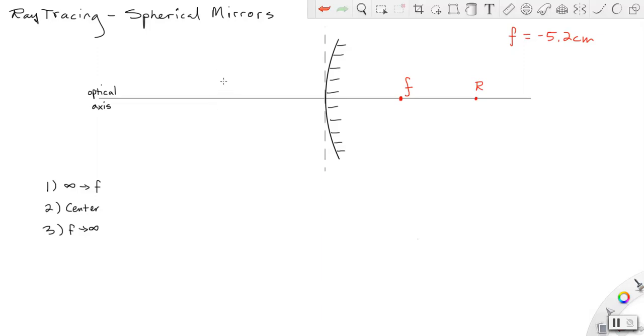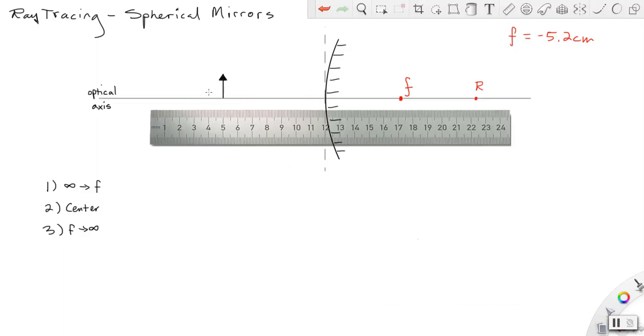Now let's place an object. We can put an object anywhere we like. Let's go ahead and make it 7 centimeters on the left of the mirror. Now I'll put this at the 5 centimeter mark, even though I said it's 7 centimeters away, so keep in mind that 12 centimeters is our basis, so the 5 centimeter mark here is 7 centimeters away from the optical plane.